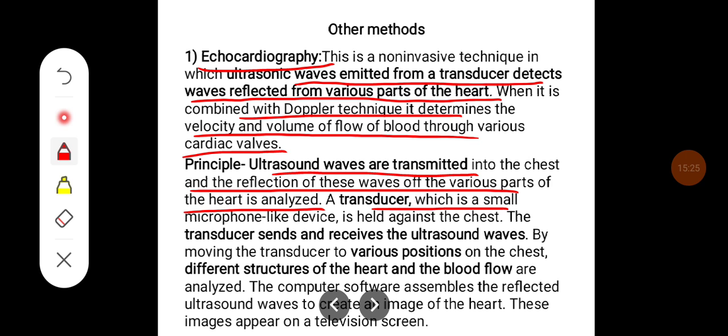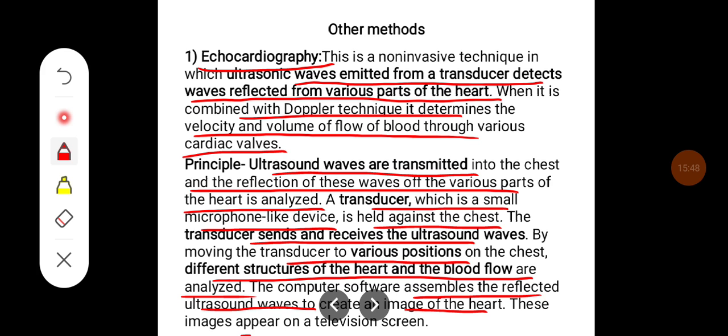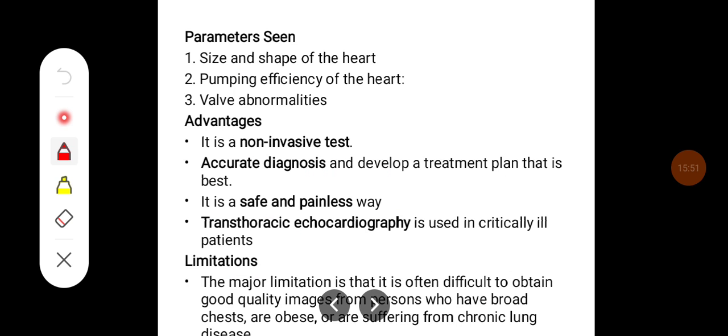The transducer, which is a small microphone-like device, is held against the chest. The transducer sends and receives ultrasound waves. By moving the transducer to various positions of the chest, different structures of the heart and the blood flow are analyzed. The computer software assembles the reflected ultrasound waves to create an image of the heart. These images appear on a television screen. The parameters observed are size and shape of the heart, pumping efficacy of the heart, and wall abnormalities.